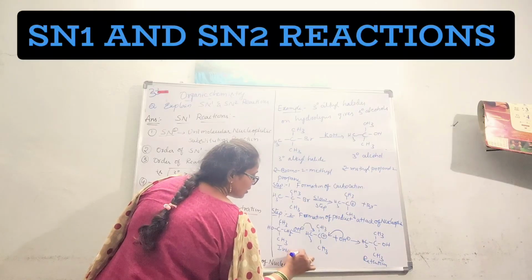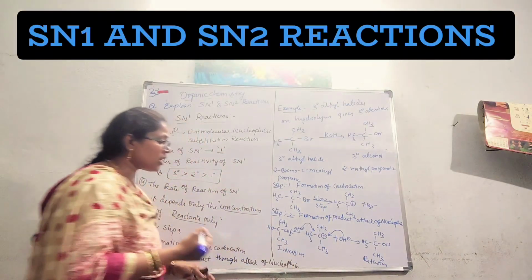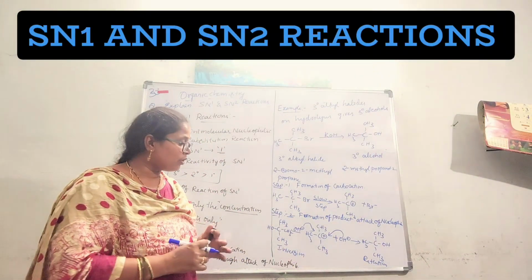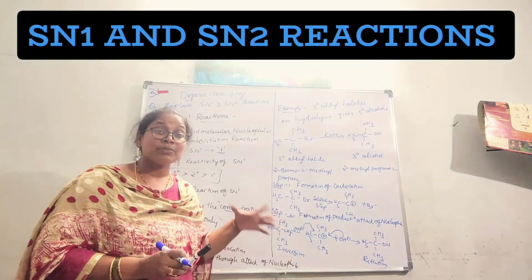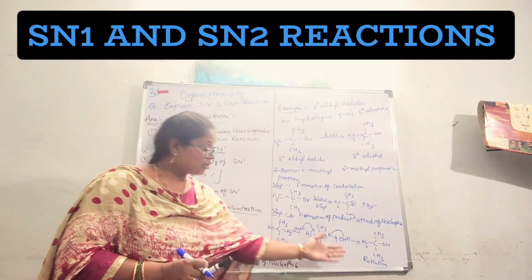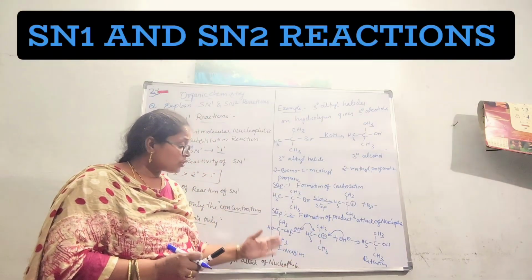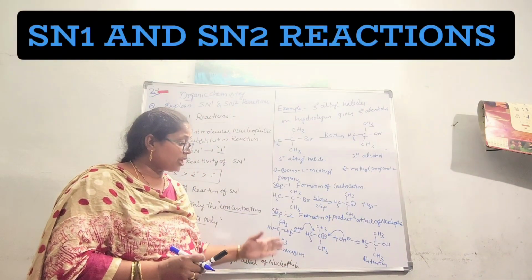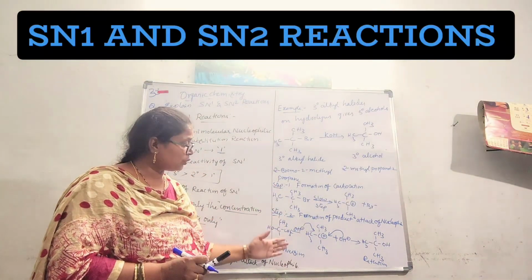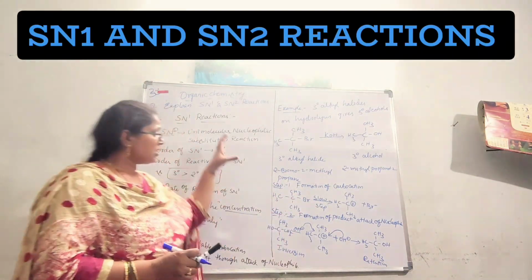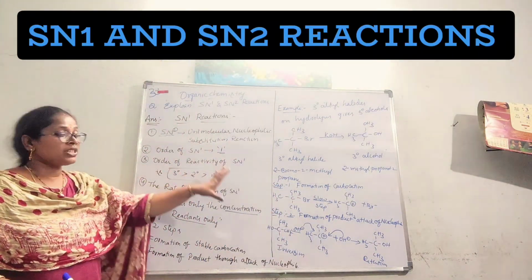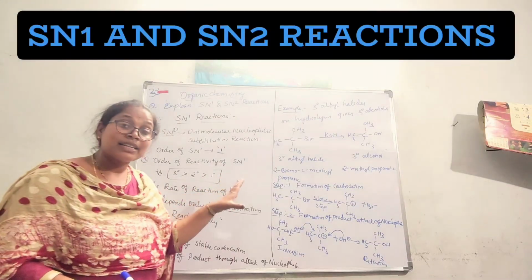So in the SN1 reaction, in the stereochemistry, we can observe the formation of two configurations, retention and inversion. This is called racemization: enantiomers, the retention product and the inversion product. This takes place in two steps. Step 1 is the slowest step and step 2 is the fast step. This is the complete information regarding SN1 reactions.